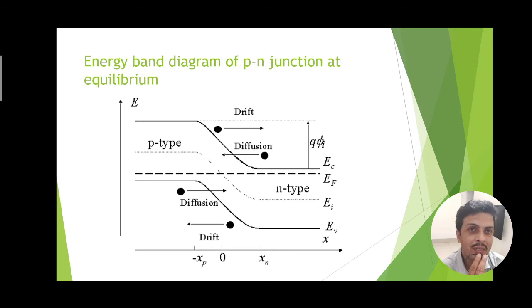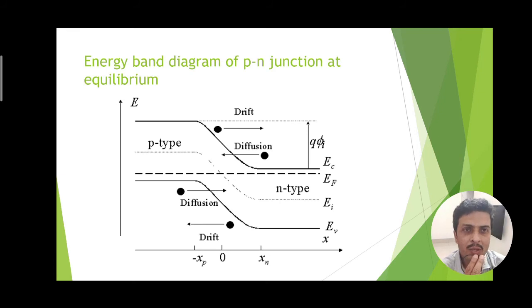Another thing is very much clear: the drift and diffusion of the holes and electrons, and how the forces work, are very clearly shown. The drift forces are working from left to right at the top for the conduction band, whereas in the case of the valence band, it works from right to left. Similarly, for the diffusion, the force works from left to right in the valence band, whereas in the case of the conduction band, it is working from right to left.